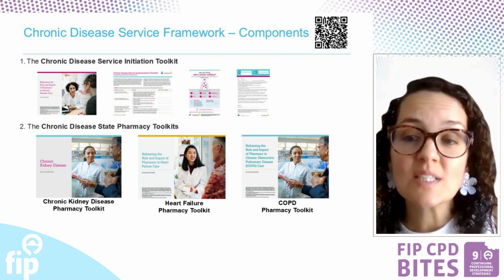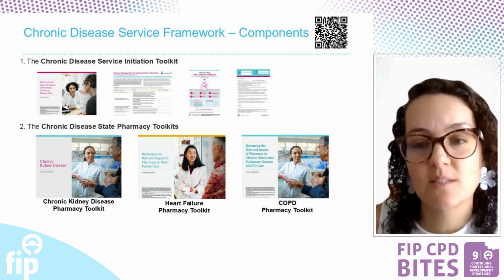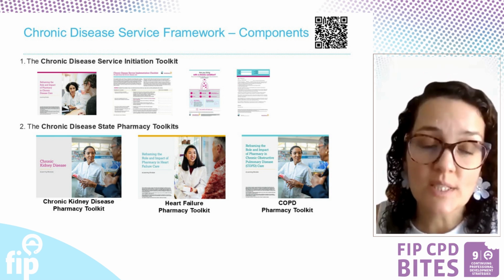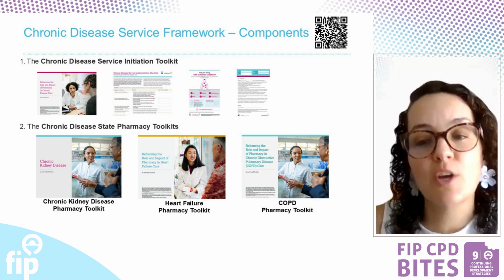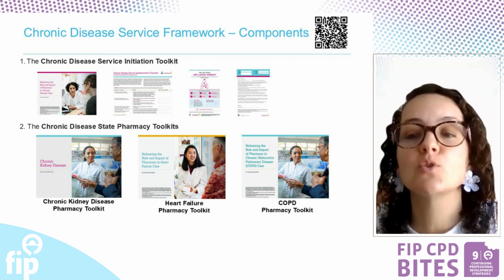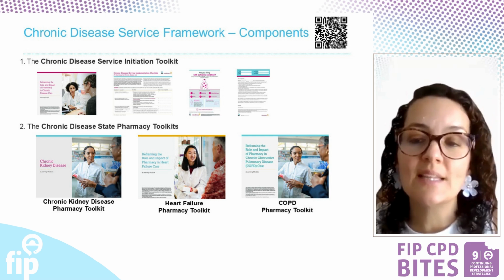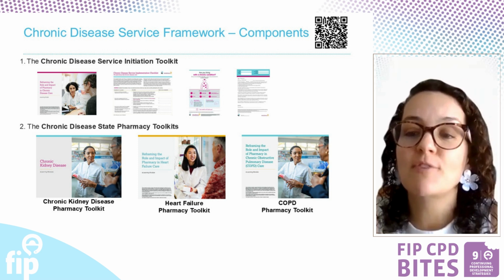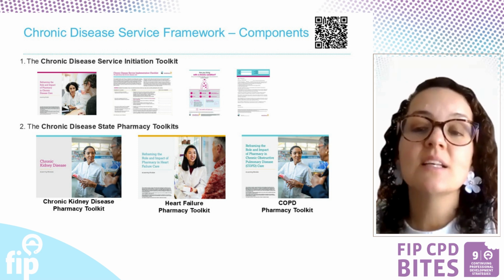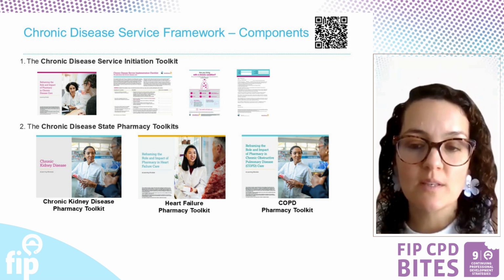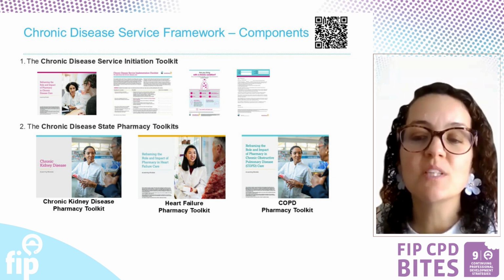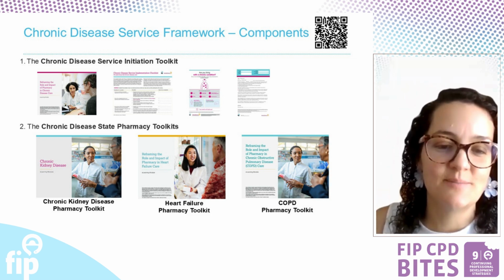The framework consists of two key components. First, the Chronic Disease Services Initiation Toolkit, and then you have the various chronic disease state pharmacy toolkits, such as the Chronic Kidney Disease Pharmacy Toolkit, the Heart Failure Pharmacy Toolkit, and the COPD Pharmacy Toolkit. In addition to this, we plan to introduce the Hypertension Pharmacy Toolkit later this year.